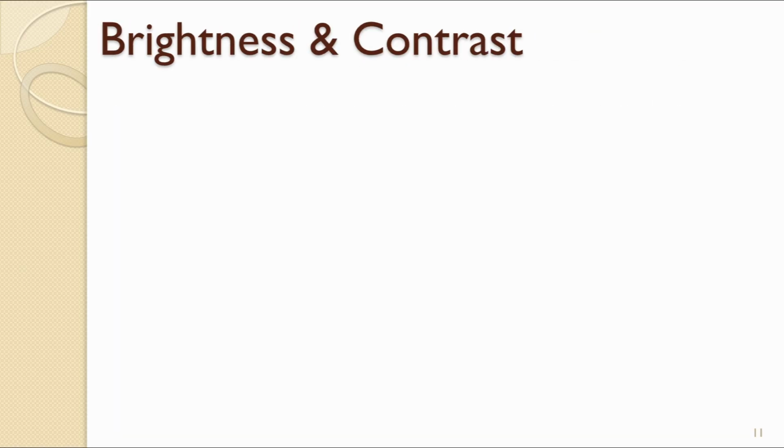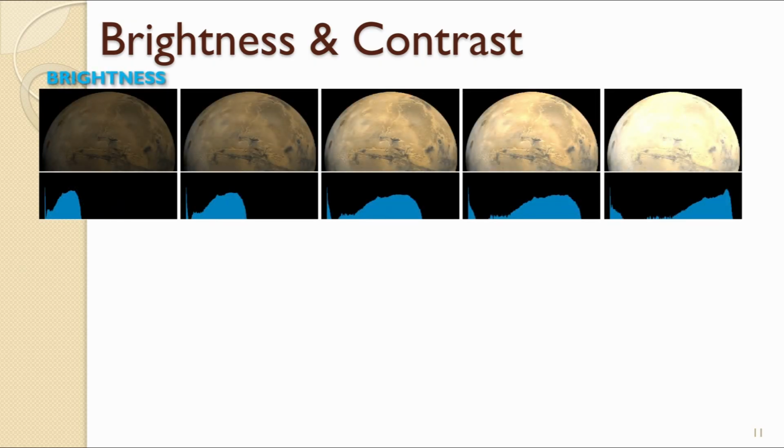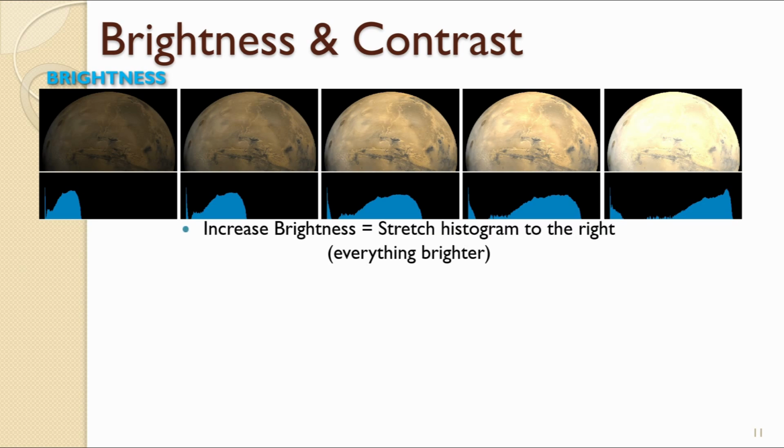First, brightness and contrast. Here's a series of Mars images across the top of the screen. I've adjusted the brightness just using a simple photo editing software. You can see how the histogram changes as you go from dark brightness adjustment up to bright adjustment. It's essentially stretching the whole histogram, pulling it out to the right as you increase brightness. All the pixel values in the image go up as you increase brightness.